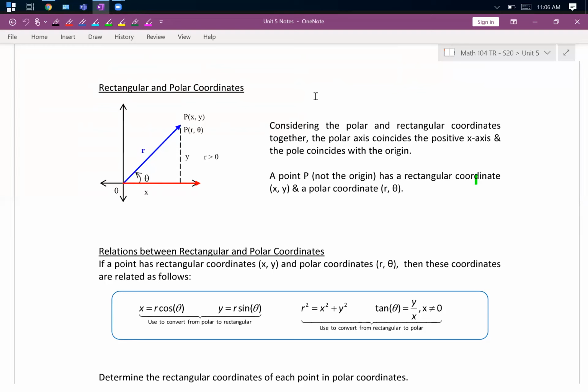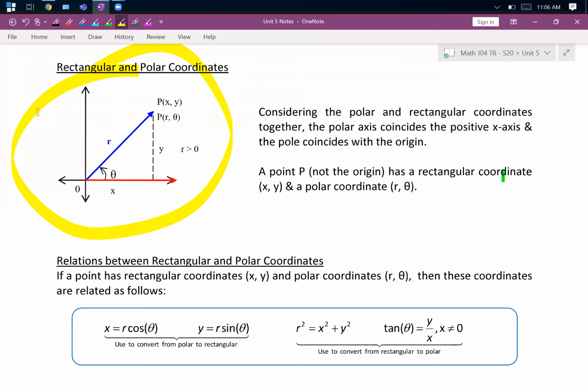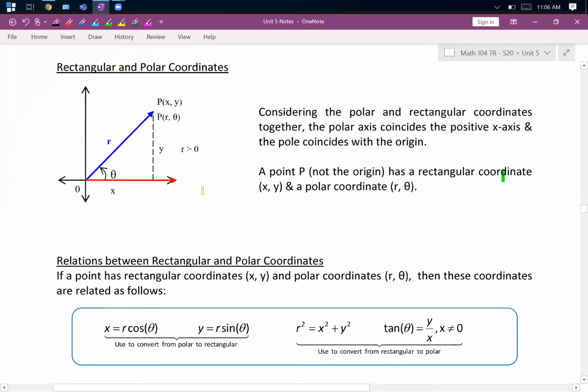Well, there's a relationship between our rectangular and polar coordinates, and we're going to use SOHCAHTOA to develop that relationship. If you take a look at this diagram, this point is represented by the ordered pairs (r, θ) and (x, y). We're going to think about (x, y) because that's what we're more comfortable with. To get the point (x, y), we want a distance of x on the x-axis and then a distance of y vertically, and we've created this right triangle.